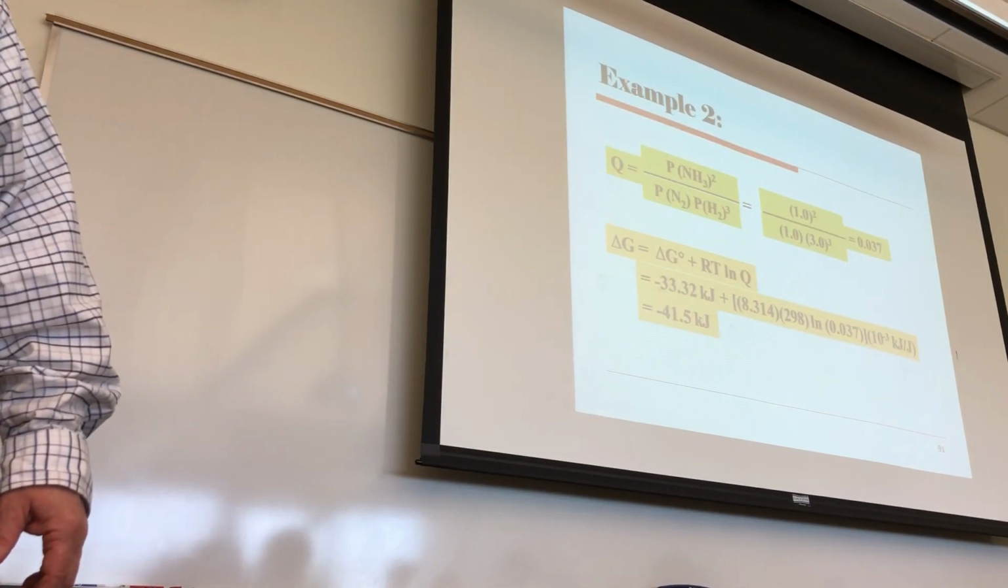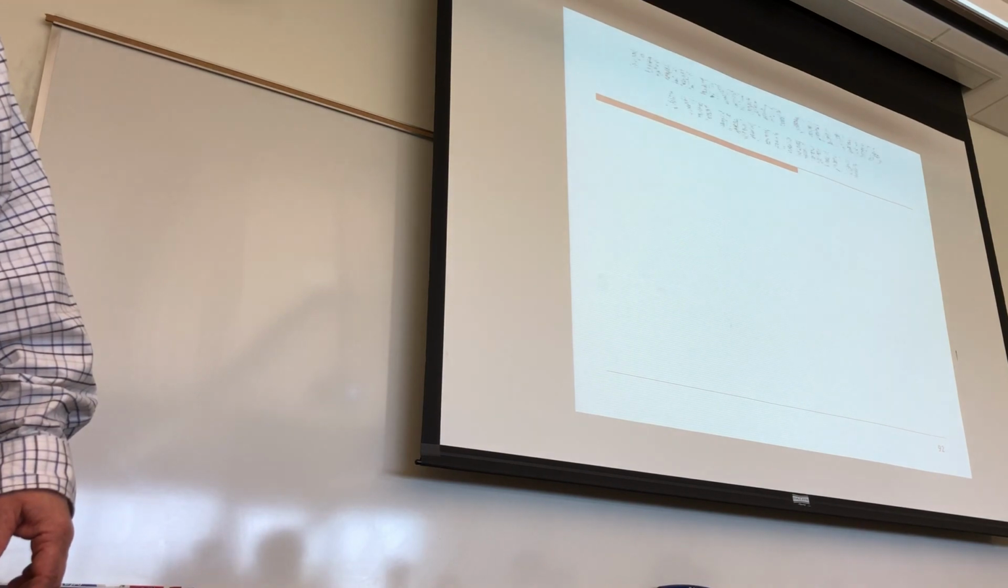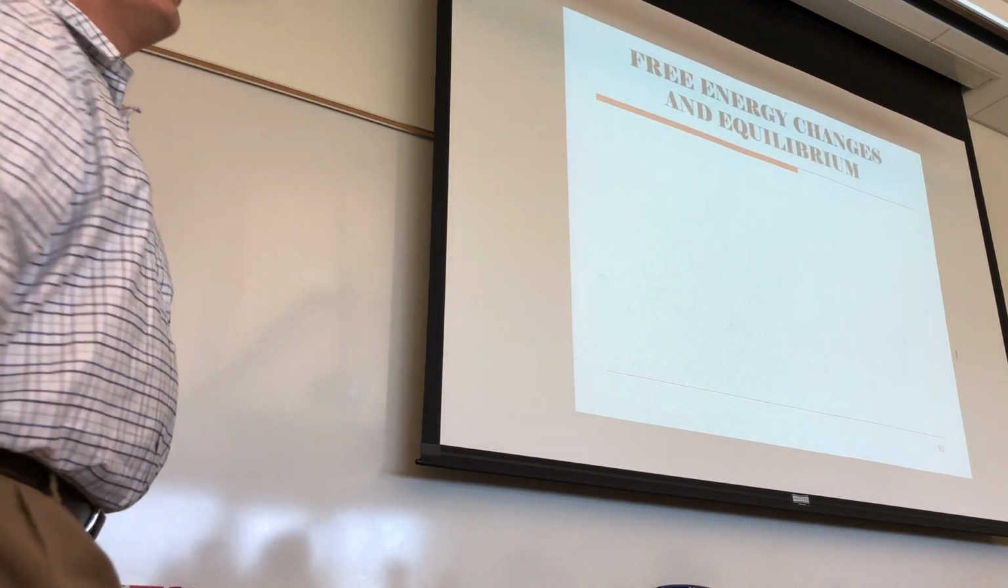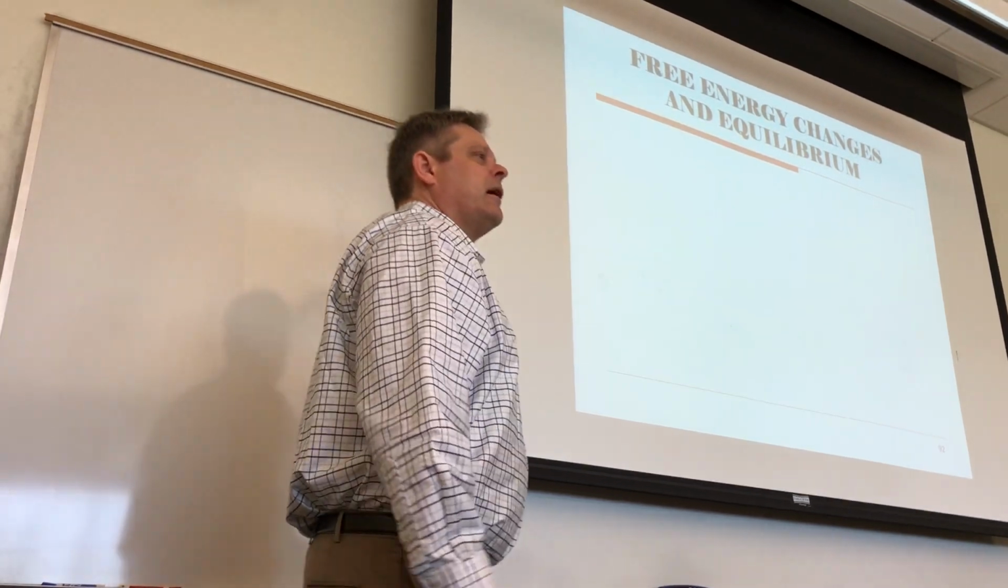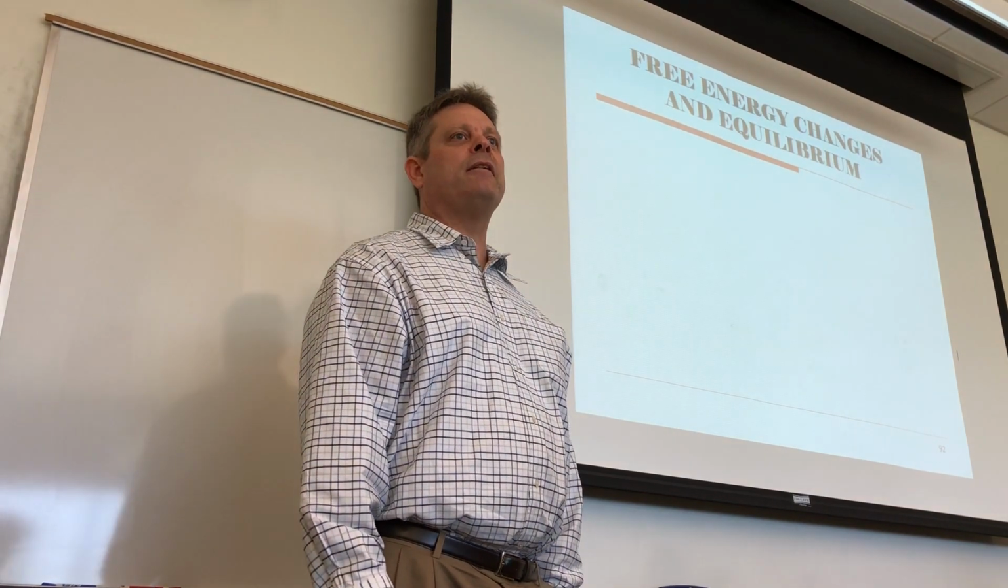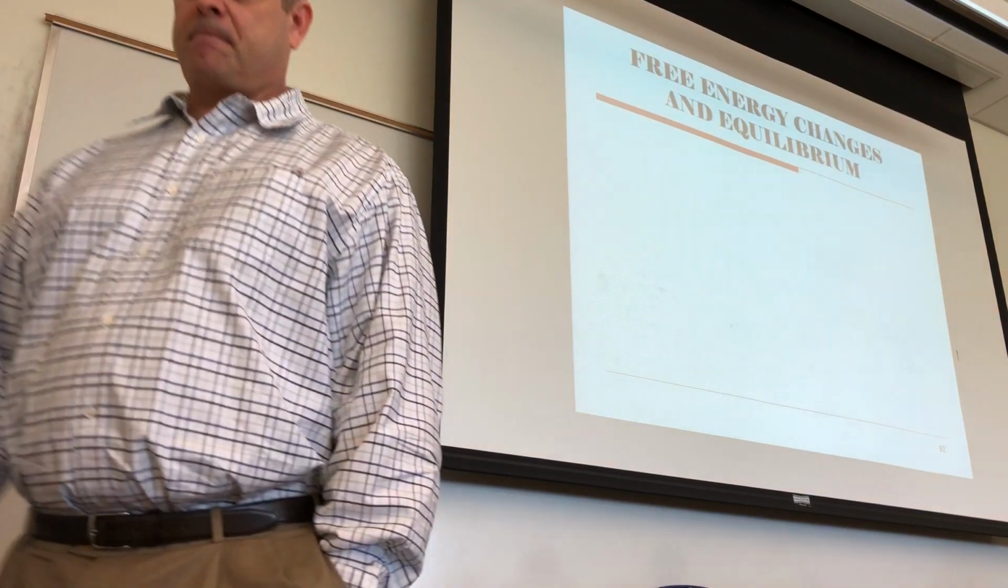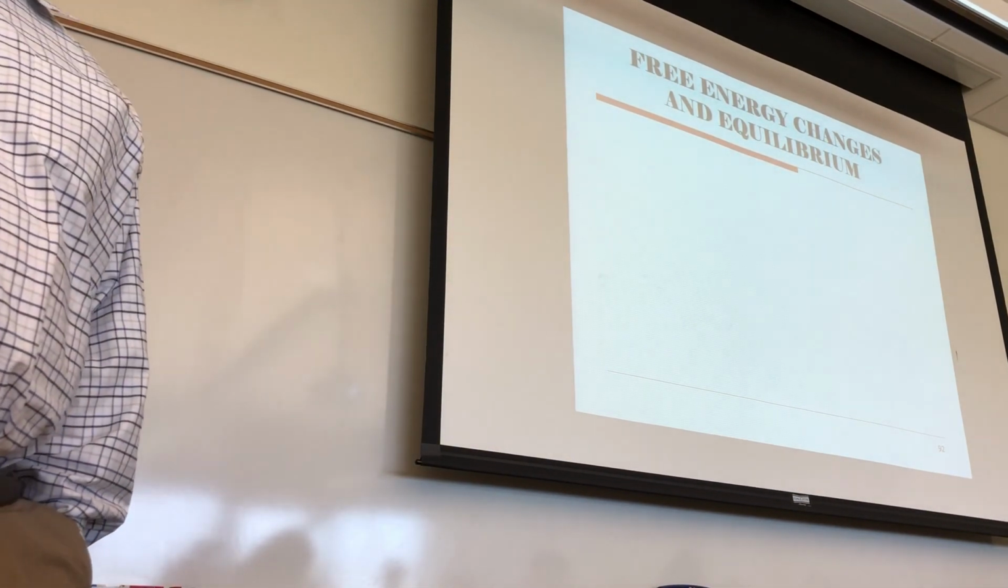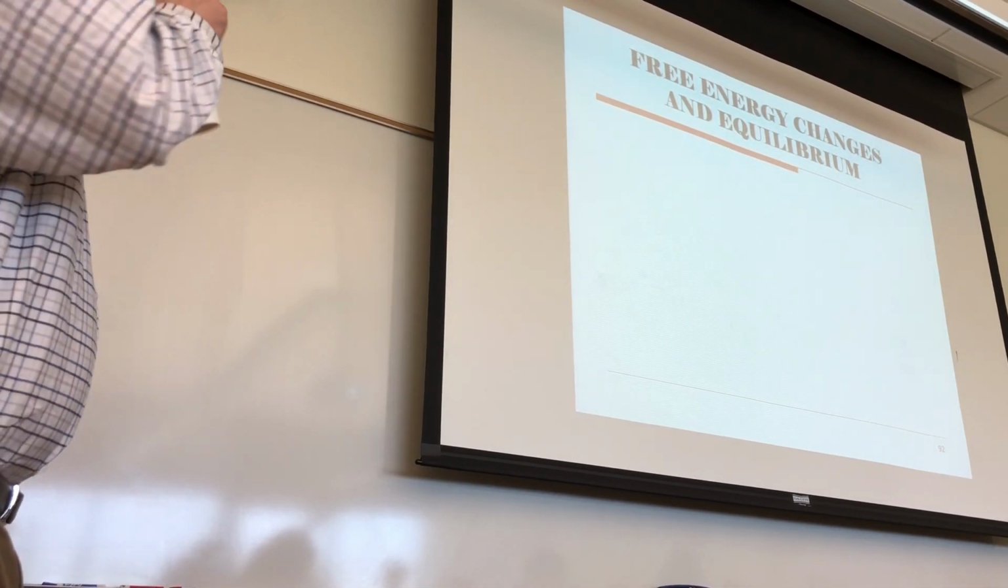So I could just put up the answer, negative 41.5 kilojoules, so that you guys can do that on your own. It gives you a good practice problem to do for the exam. What was the answer? Negative 41.5 kilojoules. It's in the back. It's already in the book.